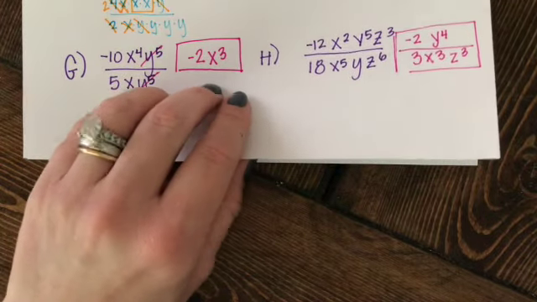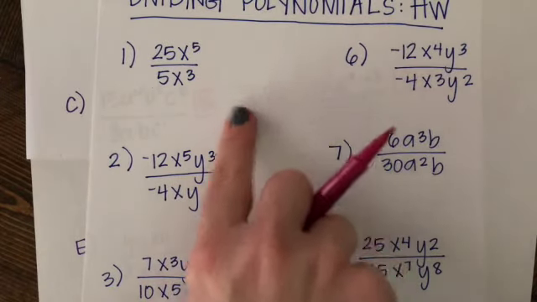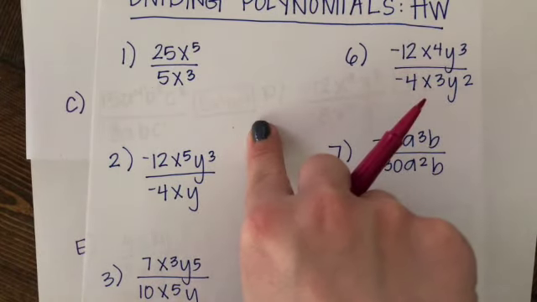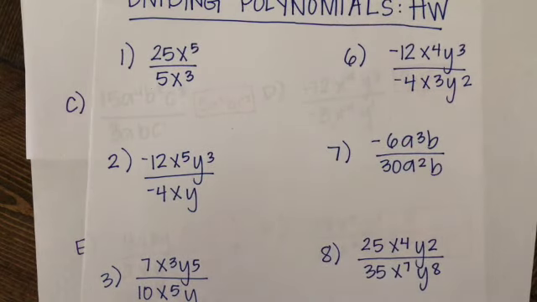So your homework today looks pretty much identical to your notes. If you will box in or circle your final answer for me, that would help me out when I'm grading it, but that's it. And that's the end of polynomials.